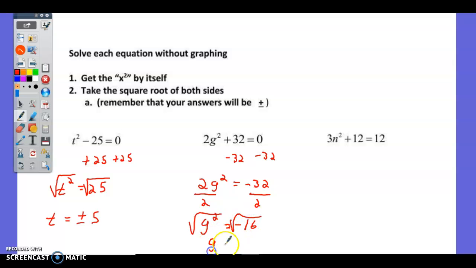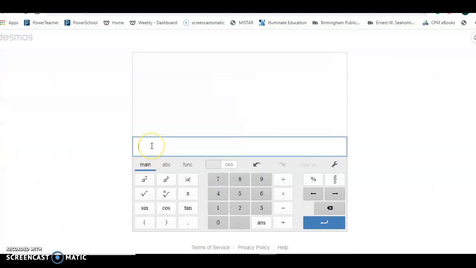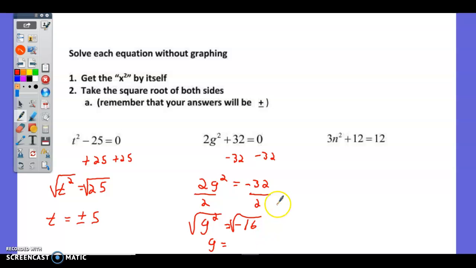Now if you remember, anytime you take the square root of a negative, you can't do that. It's impossible. But I'm going to type that in so I can show you what I mean. So the square root of negative 16, and you can see it says undefined. So that would be undefined, or no solution, for this problem.